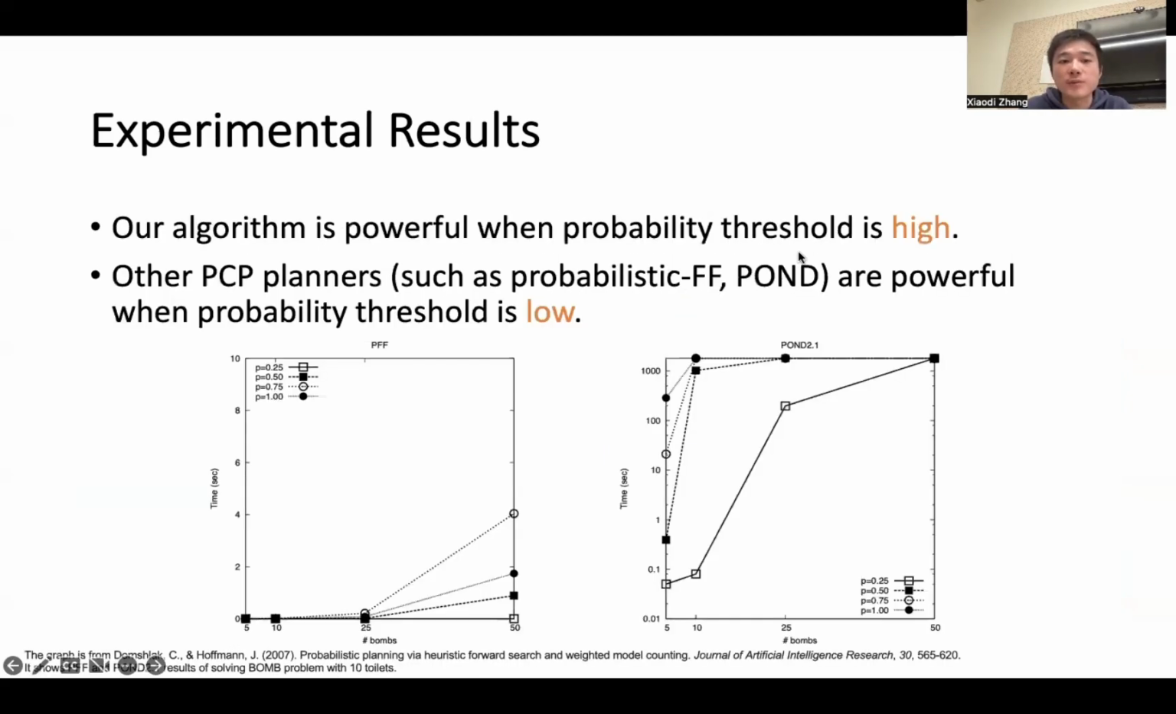Compared with our algorithm, other PCP planners such as Probabilistic FF and Pound are powerful when the probability threshold is low. The reason is that if the probability threshold is low, normally the plan length is short, and they are searching the plan from the initial state to the goal state using a graph. And if the plan length is short, they can search fewer nodes. If the probability threshold is high, they have to search more nodes, so they are powerful when the probability threshold is low.